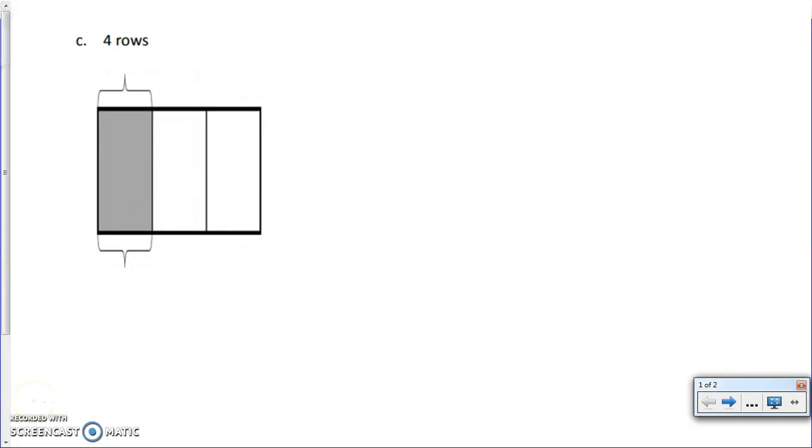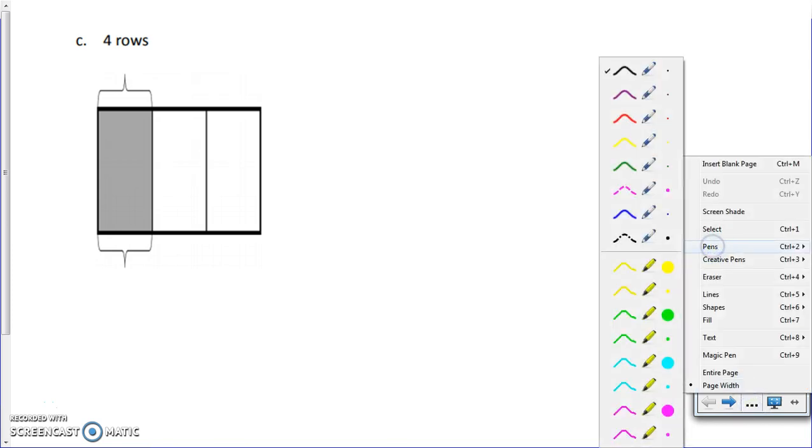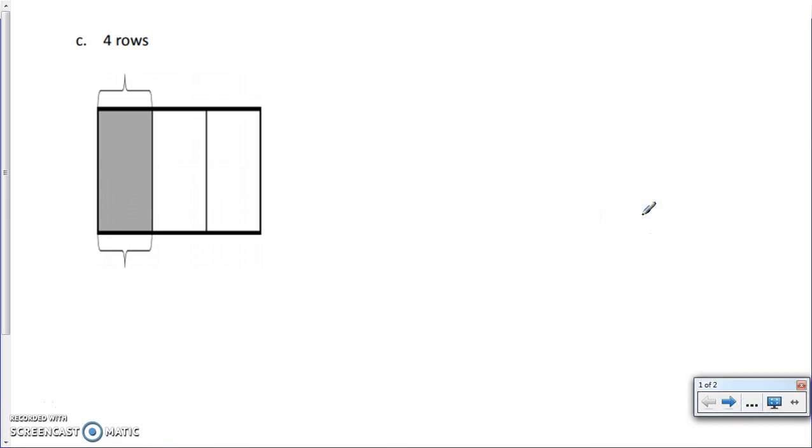For this lesson, we're doing Module 5, Lesson 5. We're going to start with our first question on the front page. It starts with Part C, and we have 4 rows we are being asked to make. So the first thing we want to look at in this fraction is, what is the original fraction? What are we starting with?